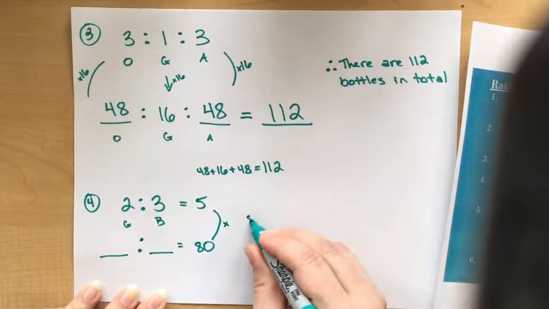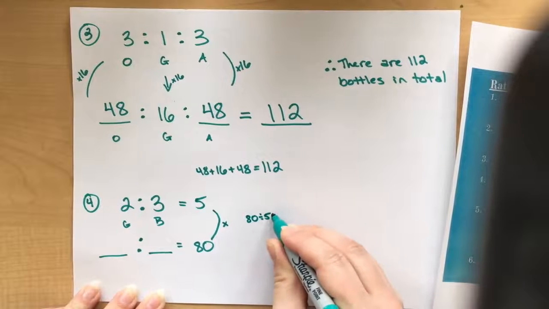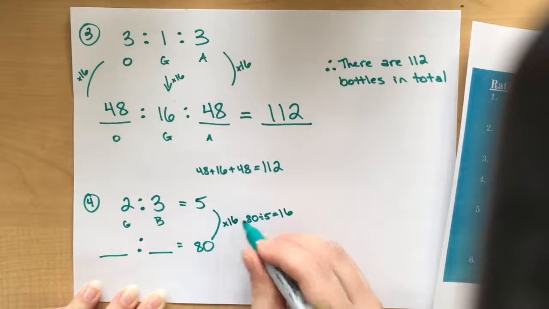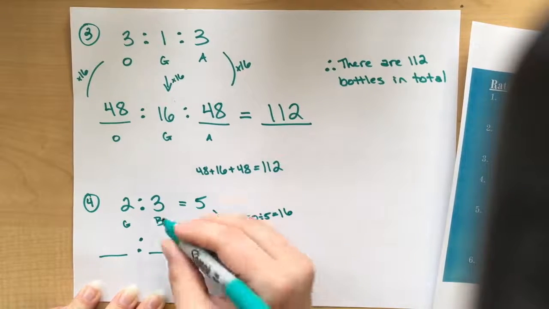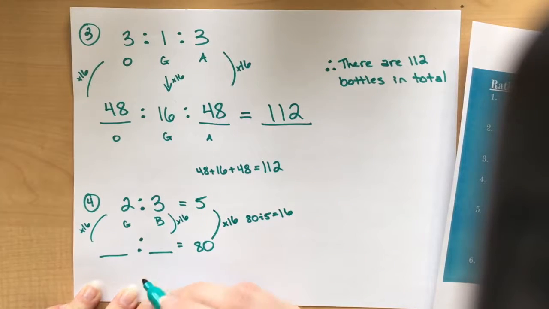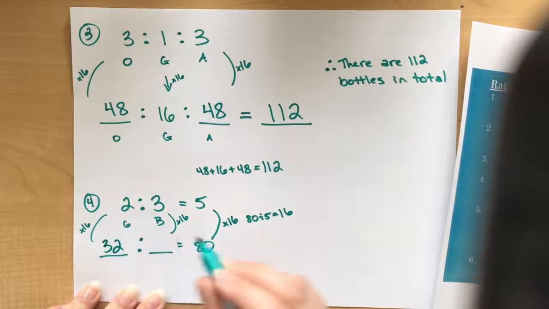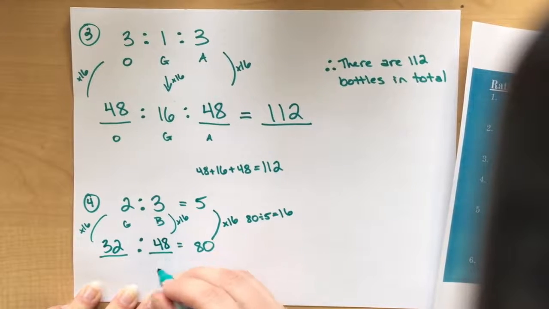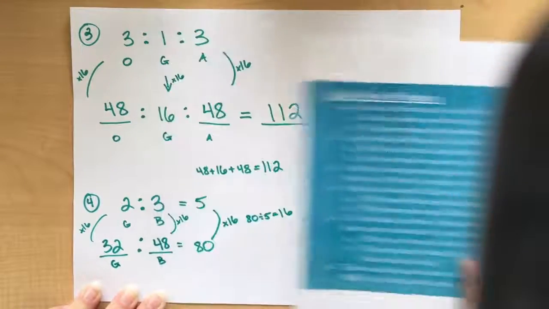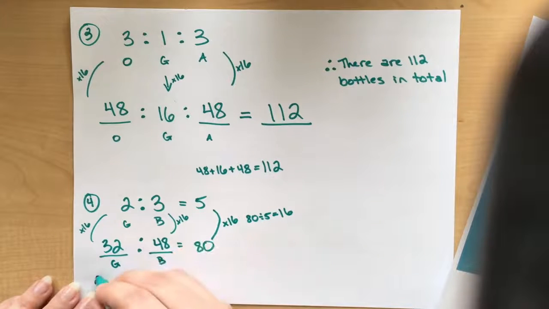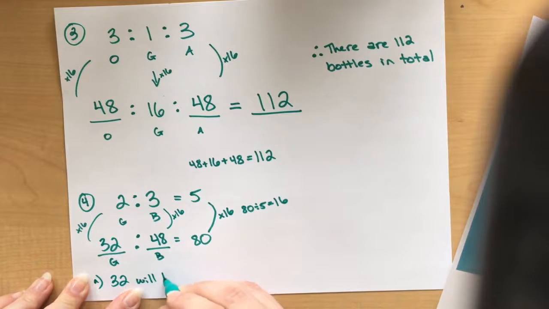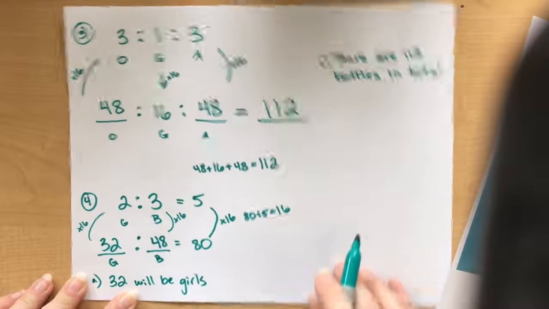I know that I was multiplying. So you can do the opposite again here, 80 divided by the 5, which will give you 16. So I'm actually multiplying by 16 to get from the 5 to the 80. What I do over there, I have to do over here as well. So 2 times 16 will give me 32, and 3 times 16 will give me 48. And the question was asking us, if there are 80 students, how many will be girls? So for question A, 32 will be girls if there are 80 students.